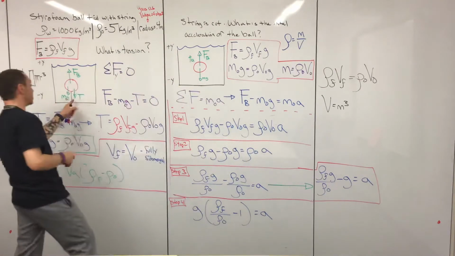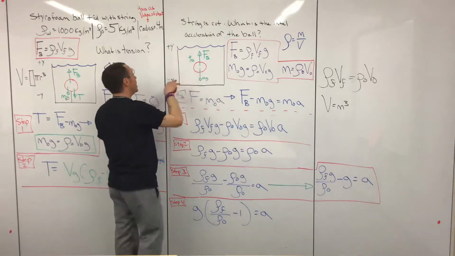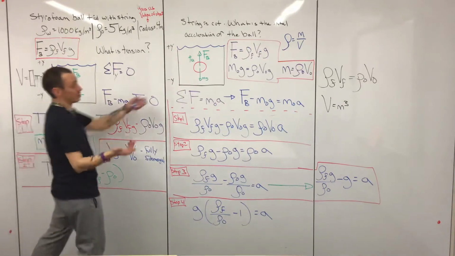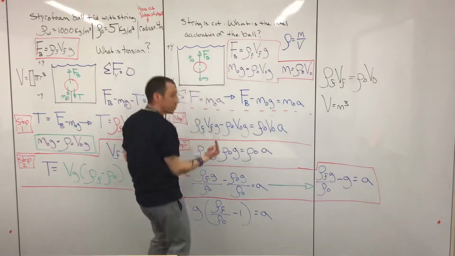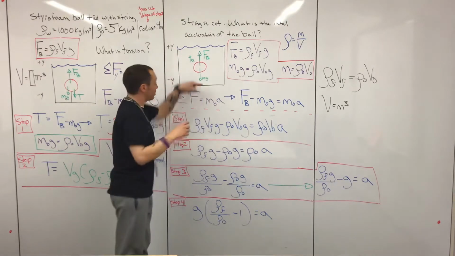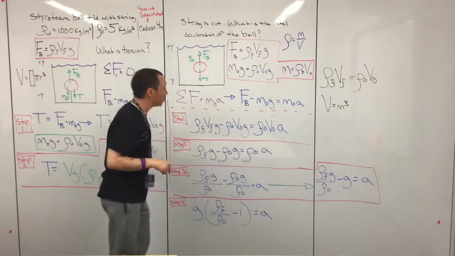Now there's no tension; it's not attached to the rope anymore. It was cut. So really, it's the same free body diagram, just without tension. There's buoyant force pushing up because the fluid's always pushing on it, and there's mg, the weight of the object, which is always going to be down.